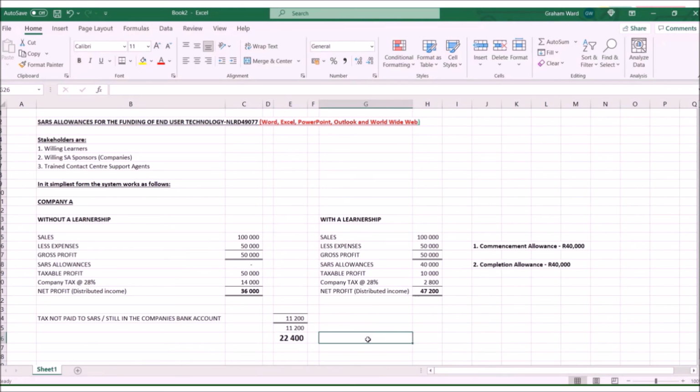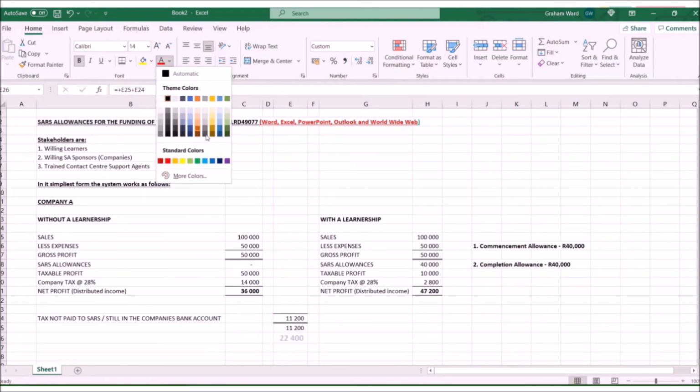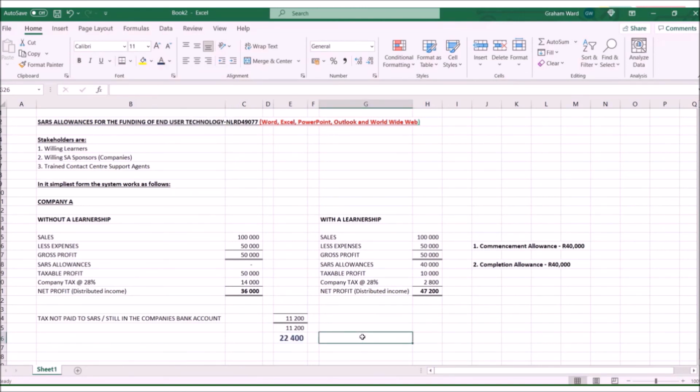So long as the learner gets through the learnership and is certified, two sets of 40,000 have been claimed through SARS, and if the training provider is charging 22,400 Rand here, then the training is effectively free. There's been no cost incurred to the company, and that's pretty awesome if you ask me. So this effectively proves that through the SARS allowances, you are able to commence with learnerships through a registered training provider, which will provide you with a learnership number, and that learnership number will entitle you to make this claim twice in your set of books.